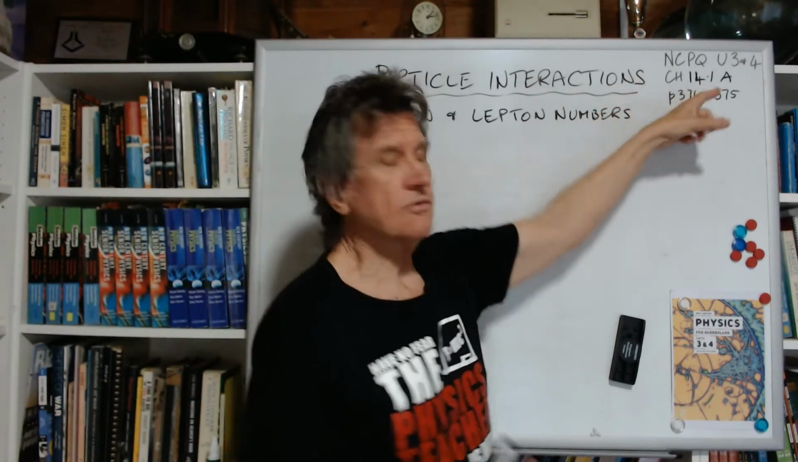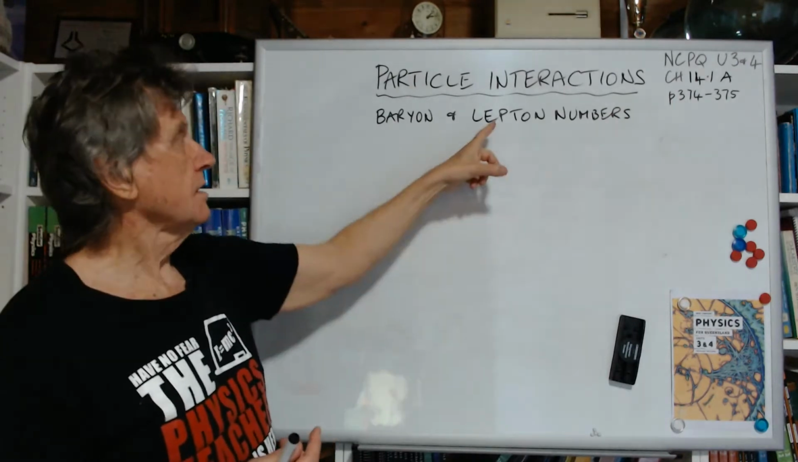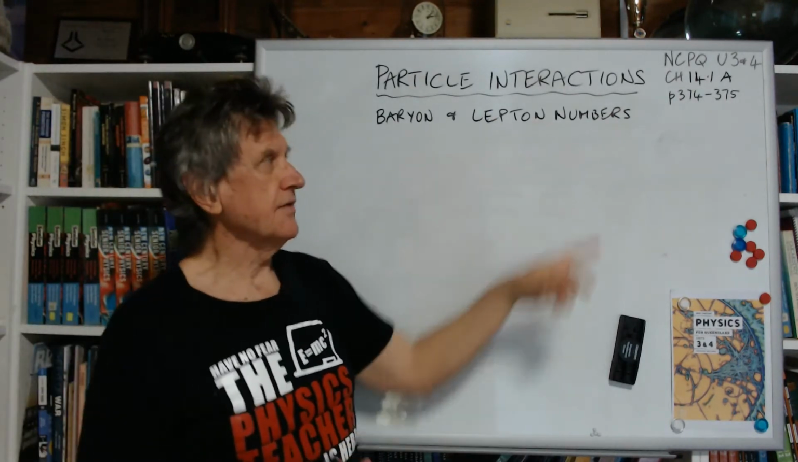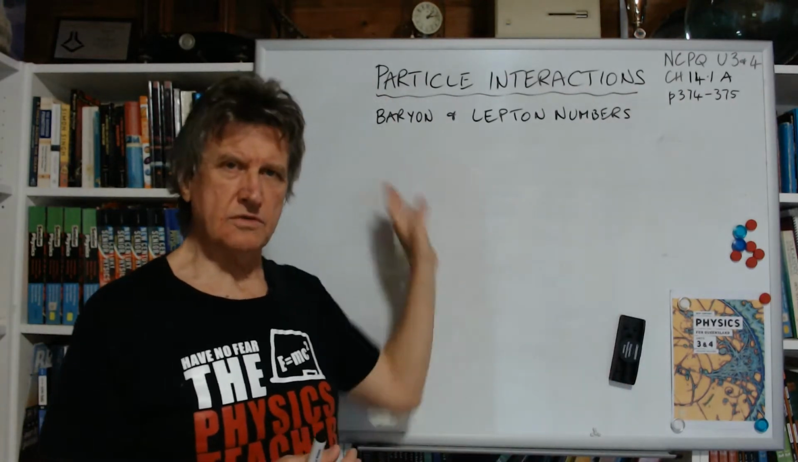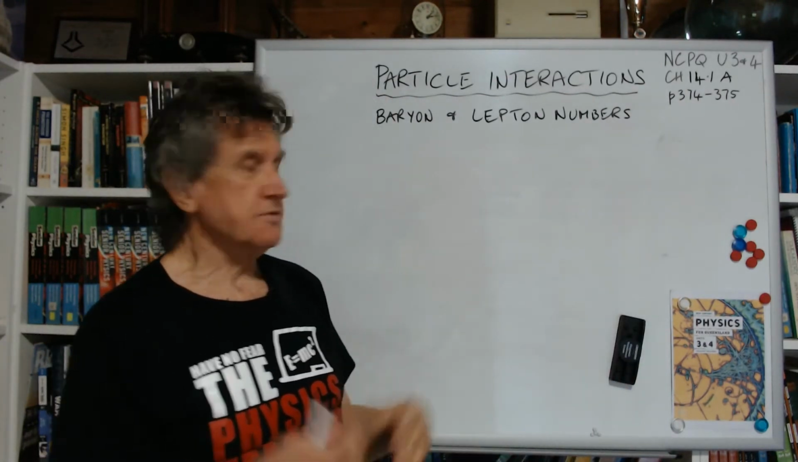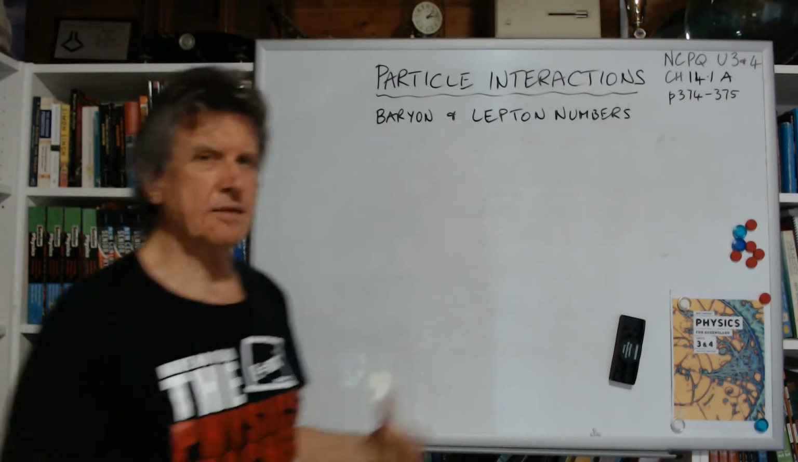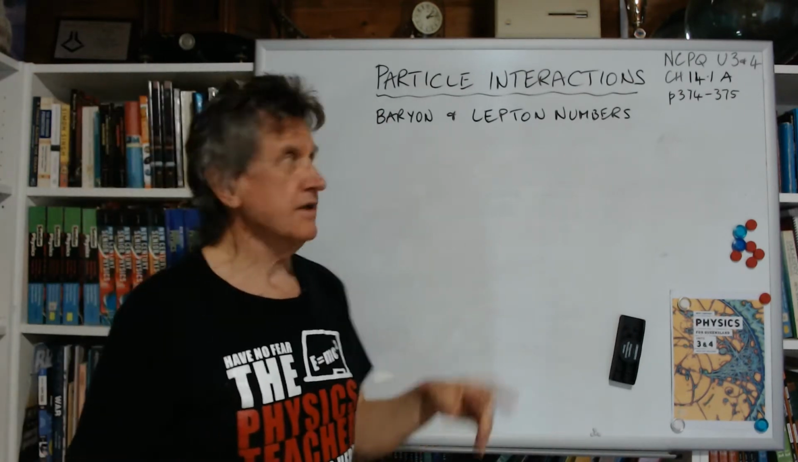So 14.1a, I'm going to have a look at Baryon and Lepton numbers, and then 14.1b, I'm going to have a look at what's called the conservation laws related to those two. It's pretty straightforward, but I've divided it up just to give you a bit of a breather.